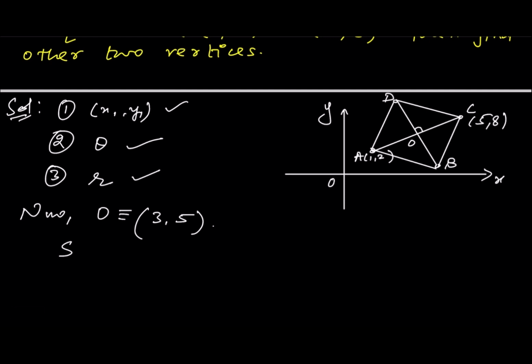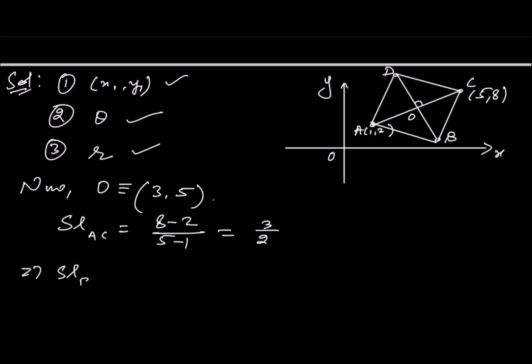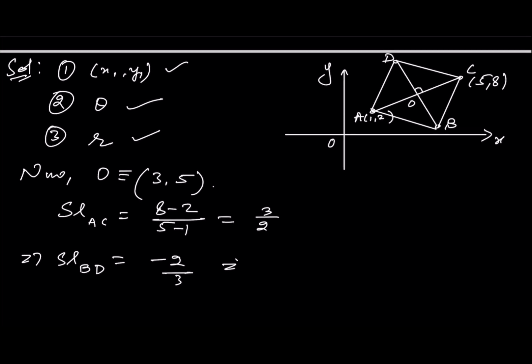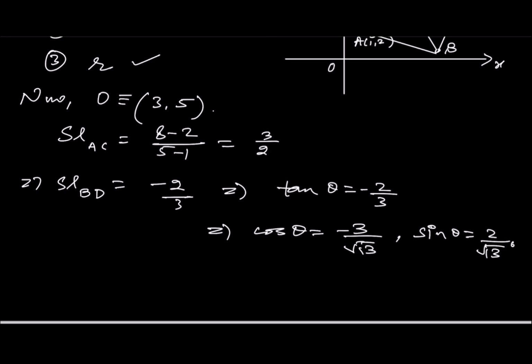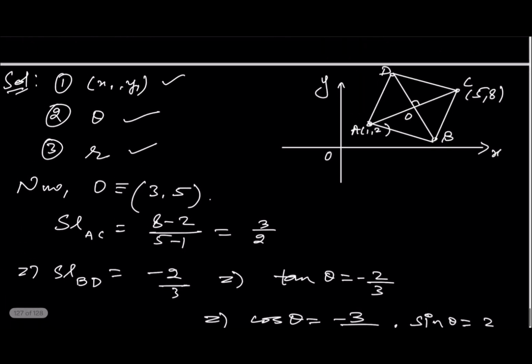Now the slope of AC, which is (8 minus 2) upon (5 minus 1), 3 by 2. So the slope of BD is equal to minus 2 by 3. So from here tan theta is minus 2 by 3, which implies cos theta is minus 3 by root 13 and sin theta is 2 by root 13. From the triangle you can get cos theta and sin theta.